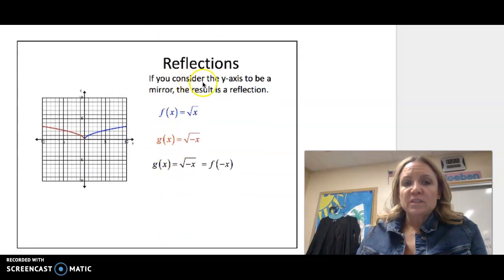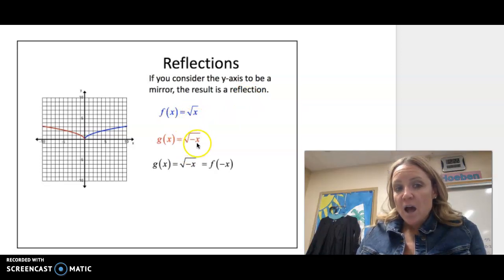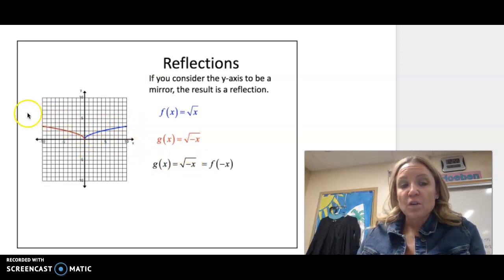All right, if you consider the y-axis to be a mirror, the result is a reflection. So that's when you put the negative sign under the radical. So the original or the parent graph is the blue part. And then if you squeeze in a negative, it's going to reflect it over the y-axis in this case. Okay?